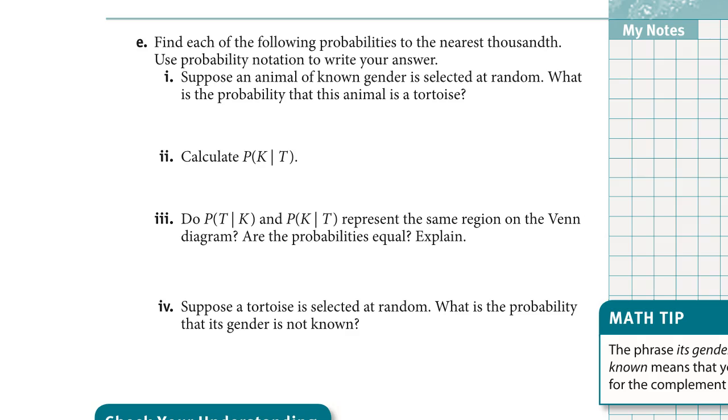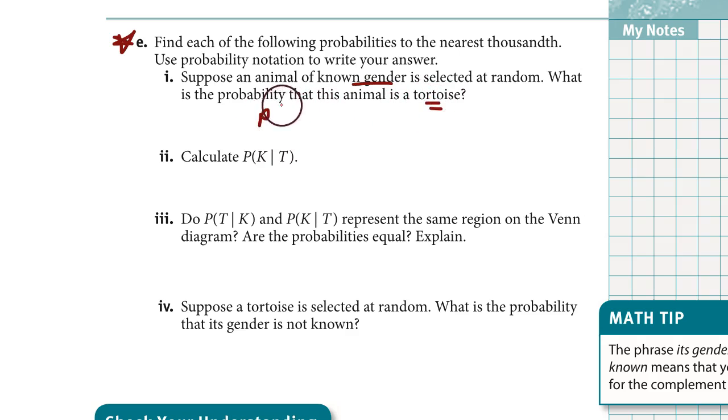Those were all counts of animals. Now go to question E and let's do some probabilities. Use probability notation to write the answer. I'll start you off with number 1. Suppose an animal of known gender is selected. What is the probability that it is a tortoise?